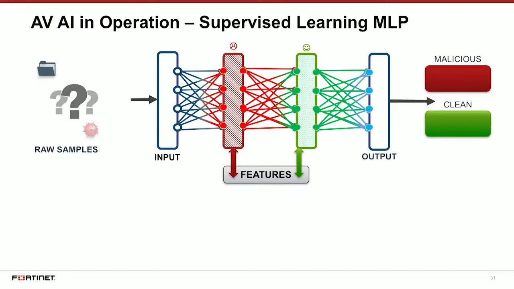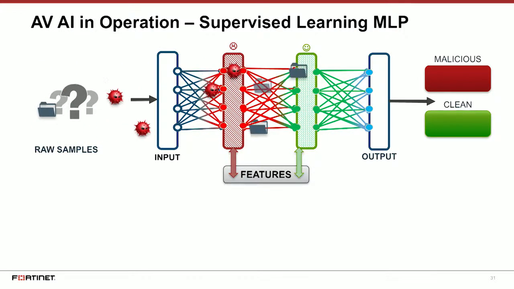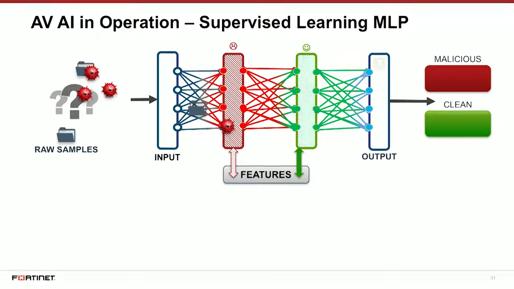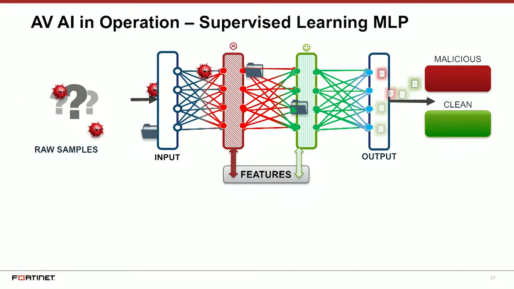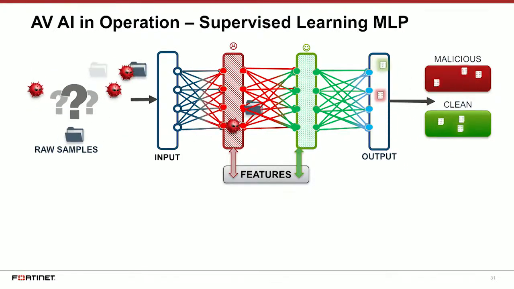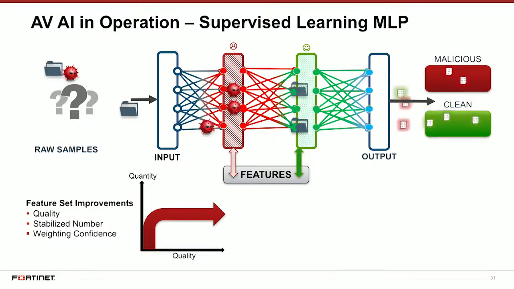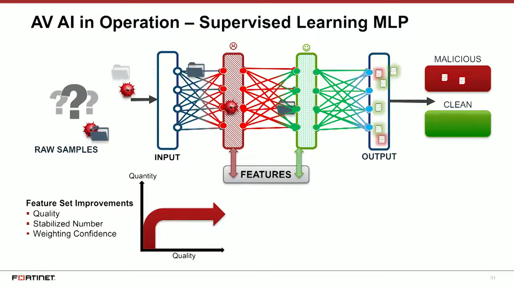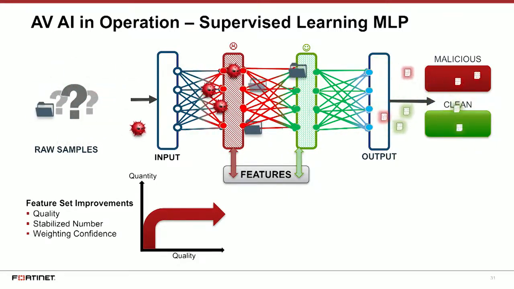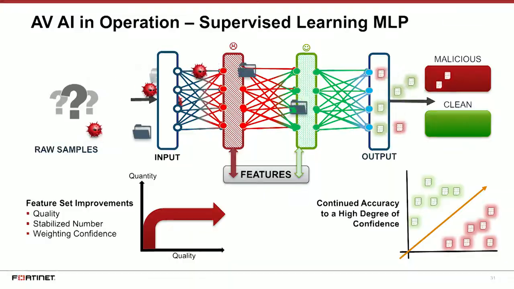So our AVAI in operations, basically, as you guys can see, the files are sent to the system. The malicious will be stopped at the malicious layer. They will do feature extraction or feature testing, depending on the state of the system. And then the system will start sorting out malicious and clean samples based on the presence of features that it was able to find on the samples, right? And as the system is running, we have a lot of feature set improvements. We have increased quality, a stabilized number, and a weighting confidence that a given feature is really malicious and that a given feature is really clean. Okay.